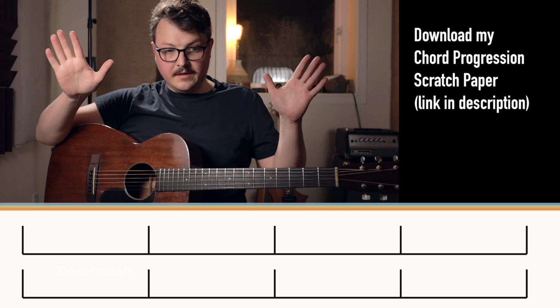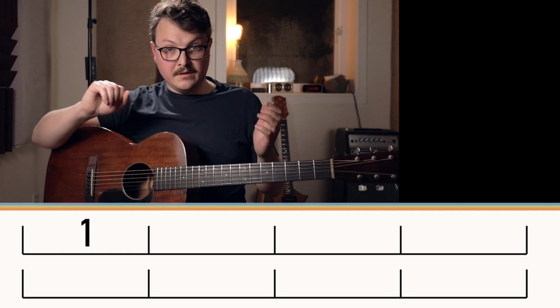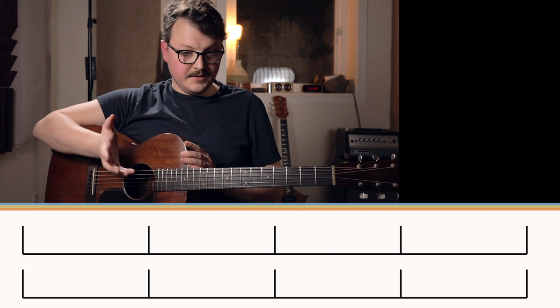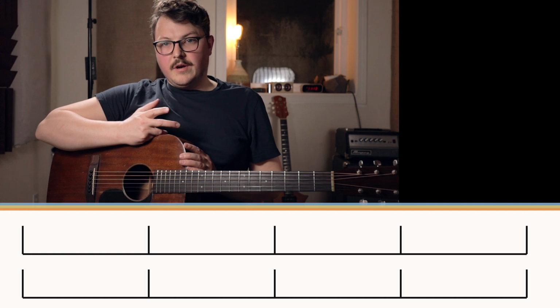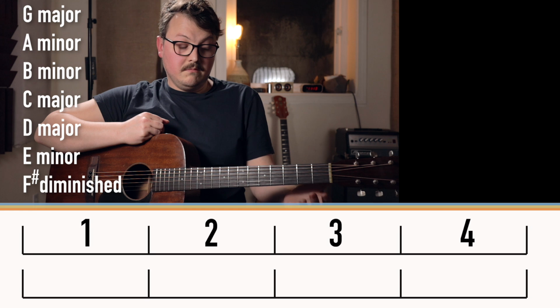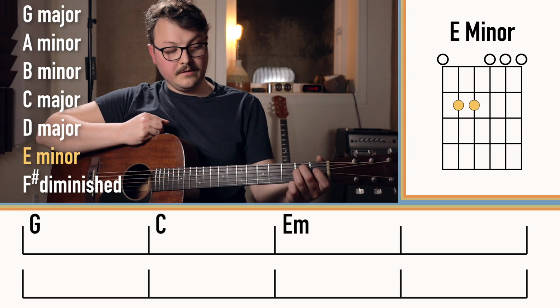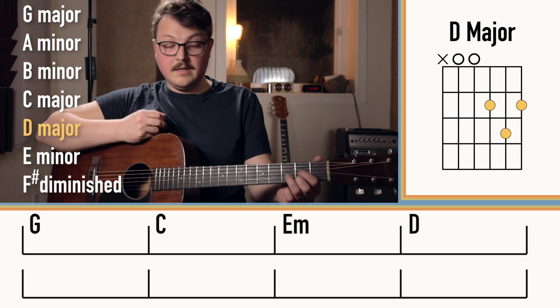What I like to do is I like to make a little grid, and I like to think, okay, I'm going to do either like a 2-bar grid or a 4-bar grid, and I'm just going to fill it with chords. So let's say we got a 4-bar grid, and we're going to fill it with, from the key of G, let's do G, C, E minor, D. See how that sounds.